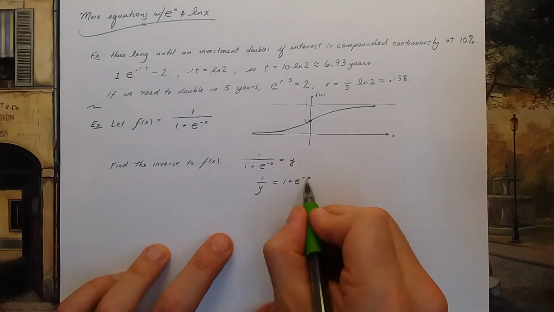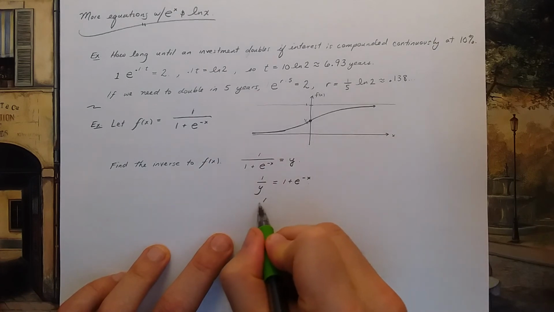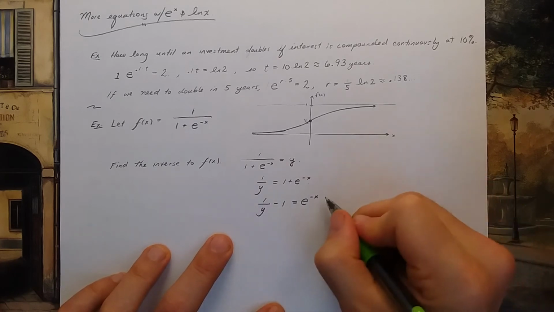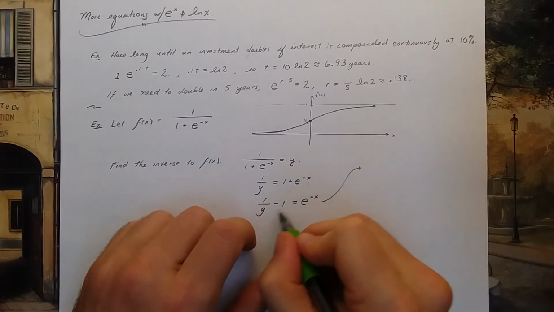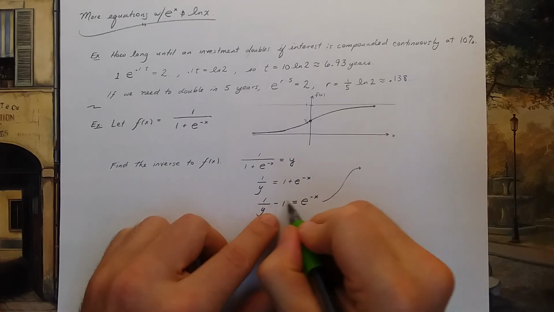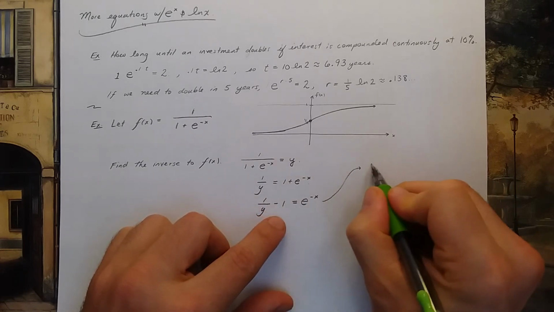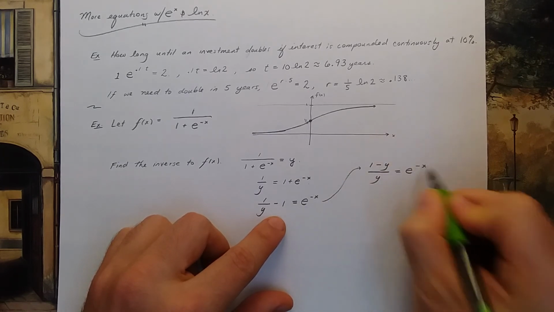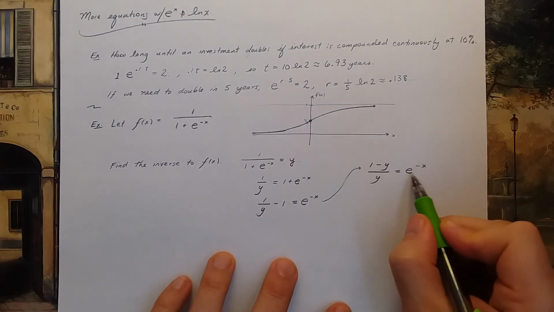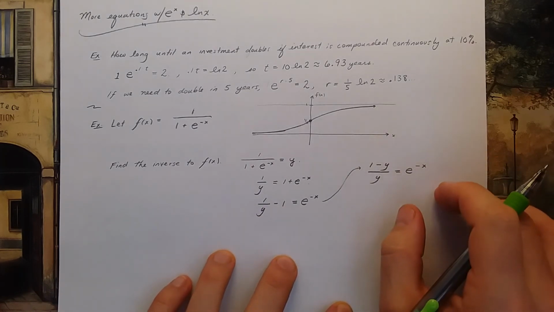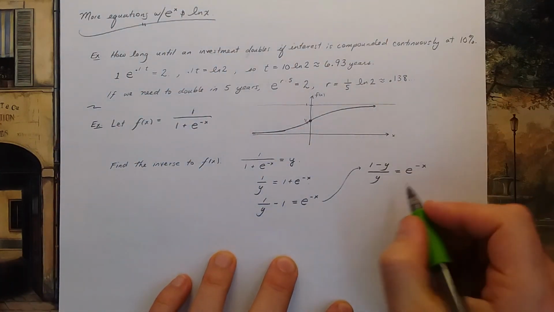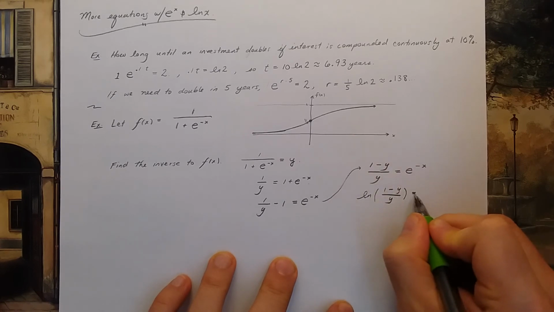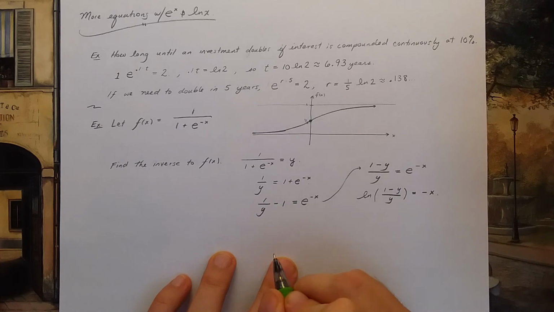I'm going to isolate the exponential function, so I'm going to have 1 over y minus 1 is e to the negative x. I'm going to simplify and combine these two fractions just for fun. I'm going to multiply the second fraction by y over y. So I believe I get 1 minus y over y is e to the negative x. Now I've isolated the exponential function. I can apply log x on both sides. I get log of 1 minus y over y is equal to negative x.